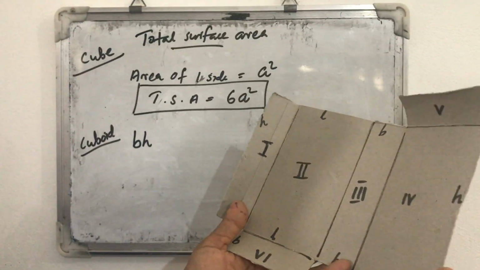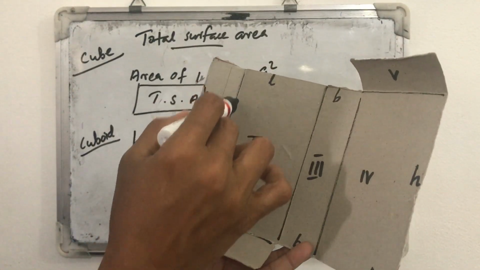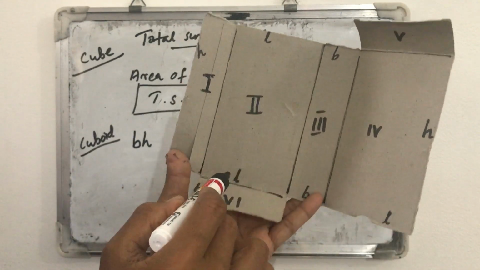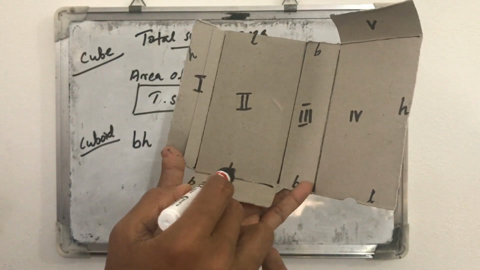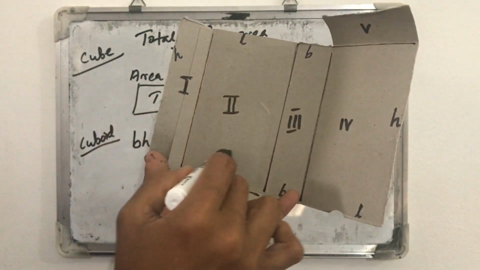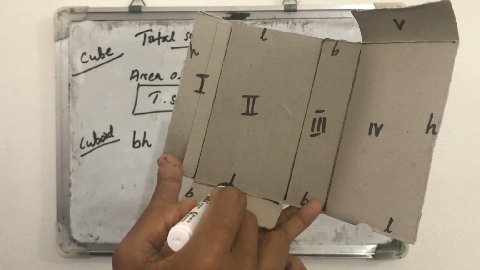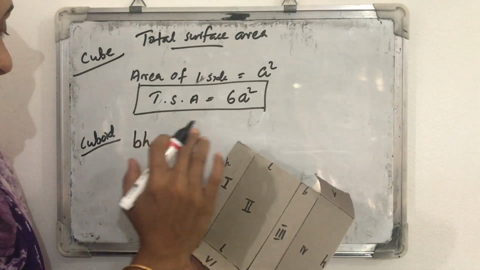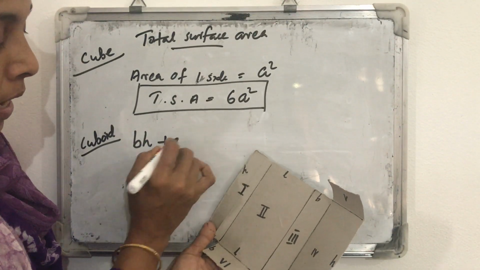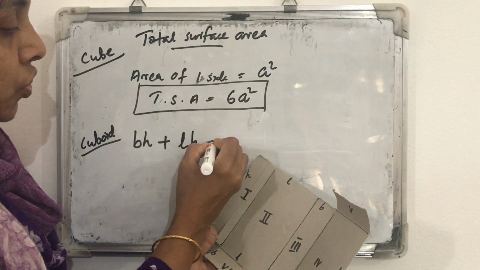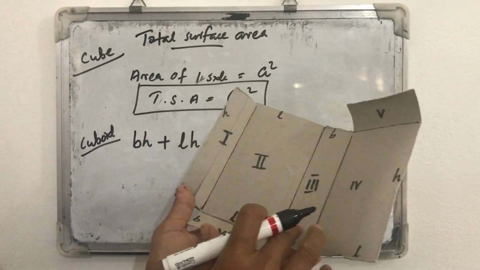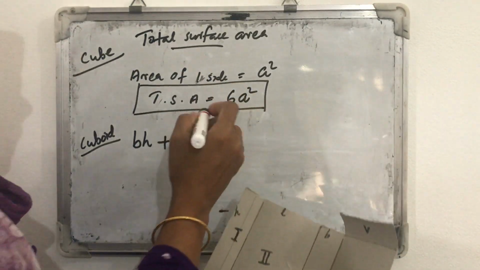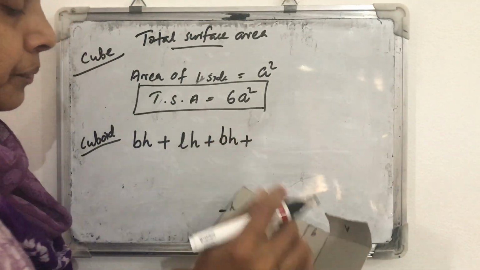And when we consider the second rectangle, its length we can take as H, and what is the breadth of this rectangle? It will be L. The length of the cuboid we take as L. So the area of this second rectangle will be L into H. Then we add all the areas: LH plus. Then the third rectangle, this length we already know is B. B into H, BH plus.